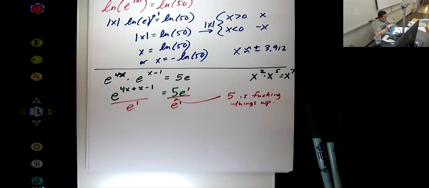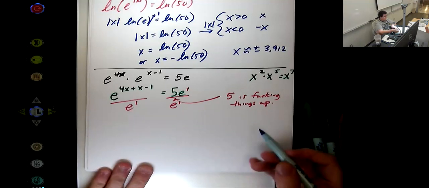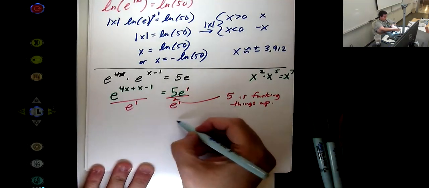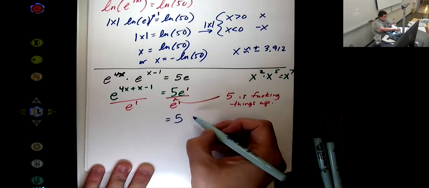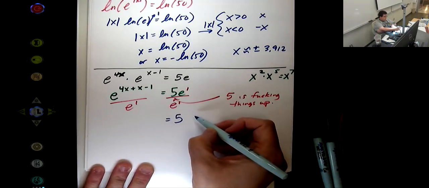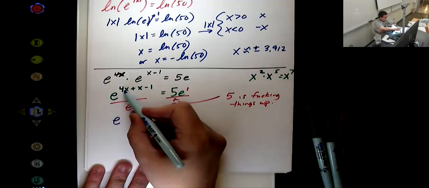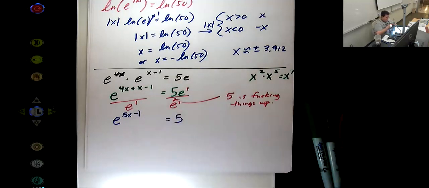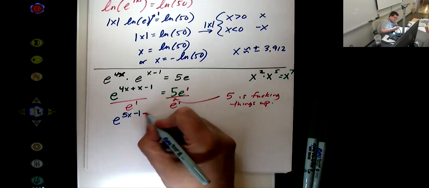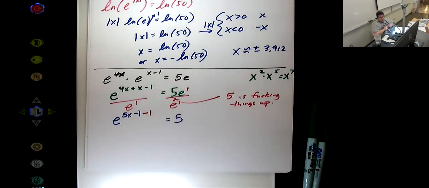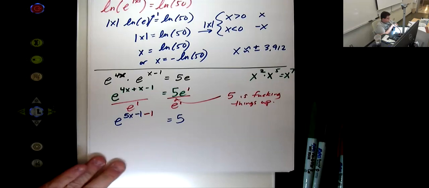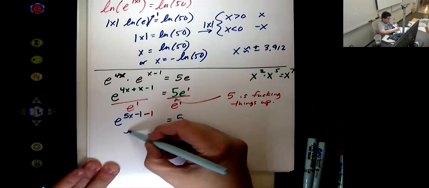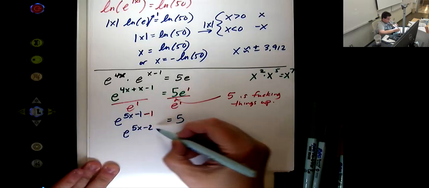What happens when you divide by something? What do you do with the exponents there? You subtract. So we're going to have a 5 on the right side. And this is going to be e to the 4x plus x is 5x. And then I've got the -1 from the top. And that e to the 1 is going to be another -1 on the exponent up here. So I'm doing that in 2 steps to show where that's coming from. So we have e to the 5x minus 2 equals 5.